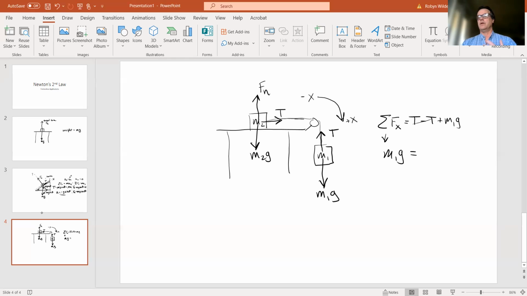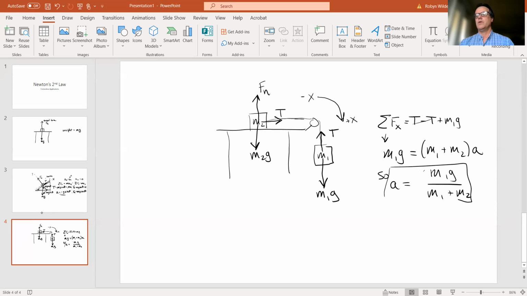Now this has to equal, since I've added up the forces on both masses, the total mass, M1 plus M2, times the acceleration. So now I can easily get a formula for my acceleration. It is M1G, the force, divided by M1 plus M2, which is the total mass. And so now I've got my acceleration. This is what we would compare to in the week 4 lab activity, right? You measure your acceleration and then see if the formula actually matches that acceleration.